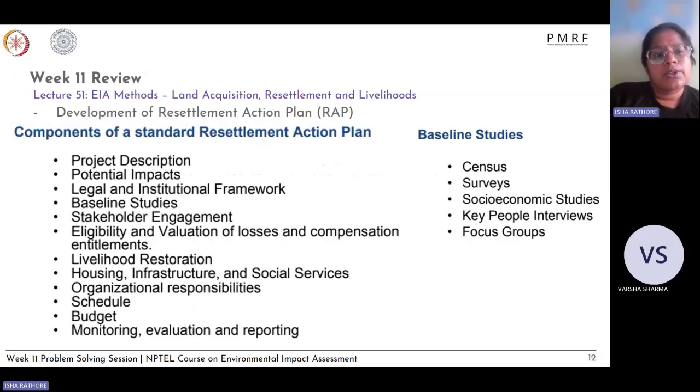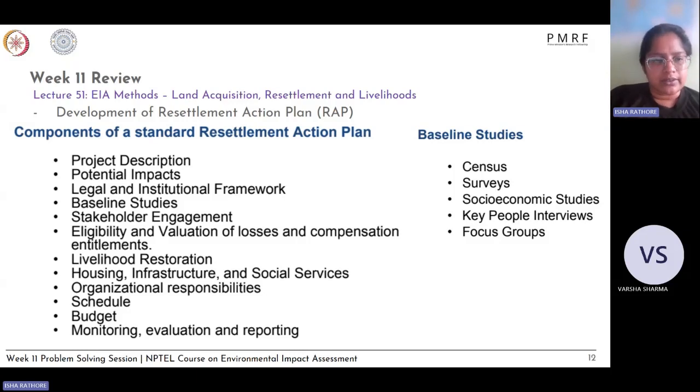So next, we also looked at the development of the Resettlement Action Plan, or the RAP. So the components of a standard Resettlement Action Plan are the sections which are included in your final EIA report. So you have the project description, you have potential impacts coming out of the land acquisition and resettlement phase. Then you have legal and institutional frameworks, which looks at what was the compensation, with what all meetings were done.